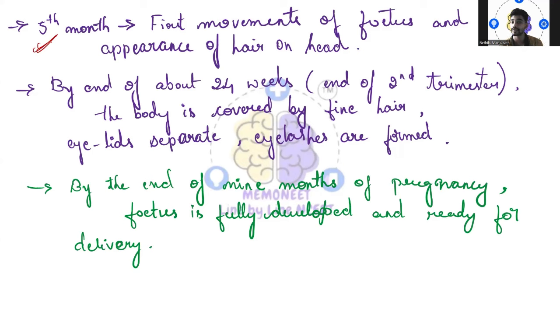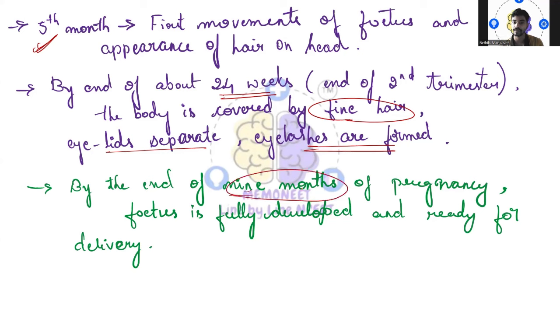And by the end of the 24th week, see, if I say the 12th week is considered the first trimester, then the 24th week is considered the second trimester, right? By the end of the 24th week, the body is covered by fine hairs. Then eyelids are separated and eyelashes are formed. By the end of the 9th month of the pregnancy, you will see that the fetus is fully developed, and it is ready for the delivery.